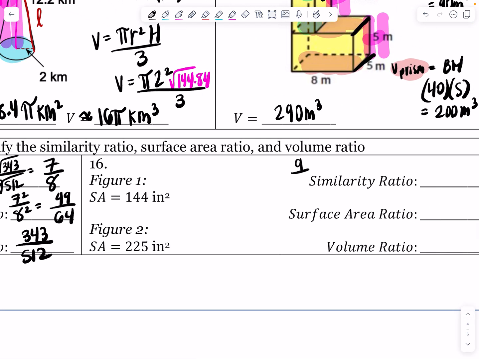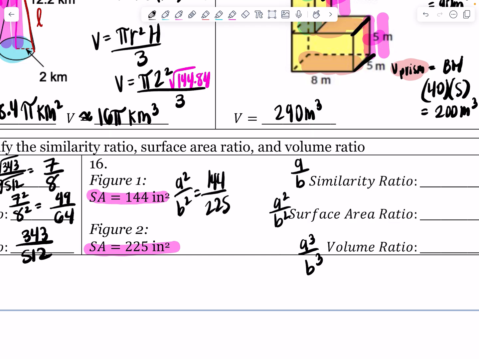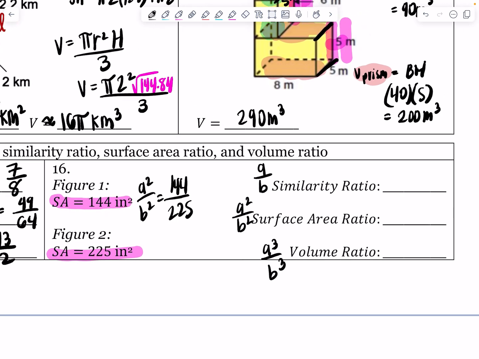All right, again, we have similarity ratio A over B. Surface area is A squared over B squared. Volume is A cubed over B cubed. So what level do they give us? They give us level 2. This is inches squared. So that's going to be my A squared over B squared. That's going to be 144 over 225. You could type that into your calculator just to see if it reduces. Sometimes they do, sometimes they don't. That does simplify to 16 over 25.